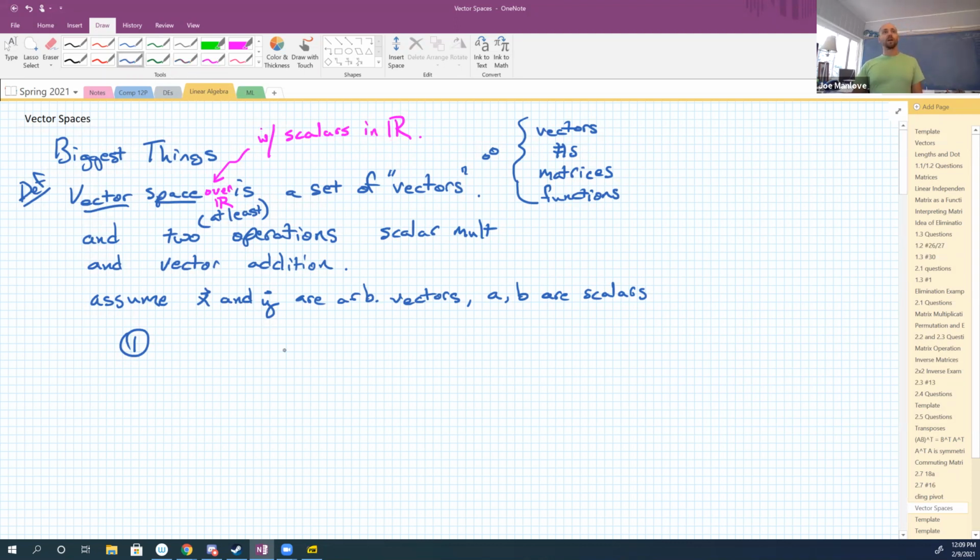All right. So I've got X and Y, they're vectors, A and B are scalars. The things that are going to need to be satisfied are X plus Y is going to need to be Y plus X. I need associativity, which is X plus Y plus, I guess I needed Z. So addition is commutative, addition is associative. I need a zero vector.